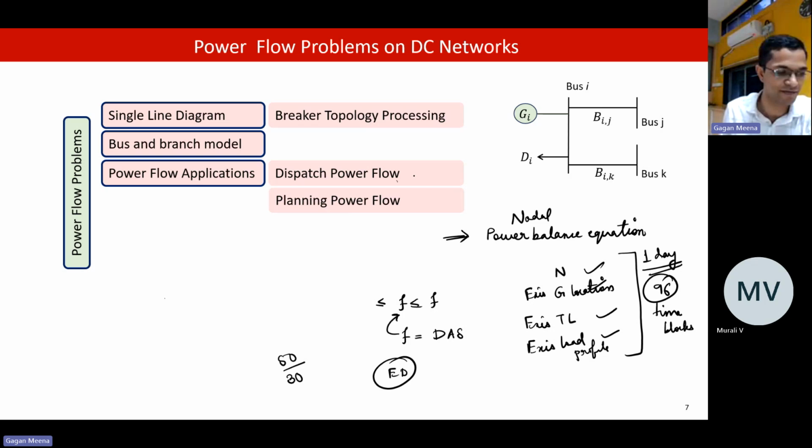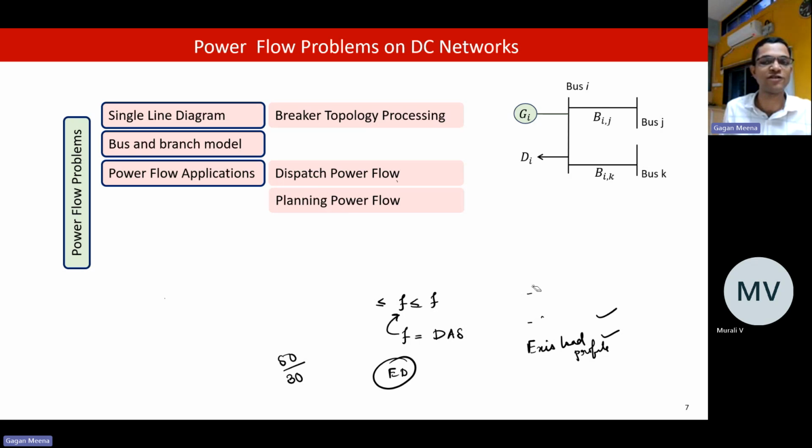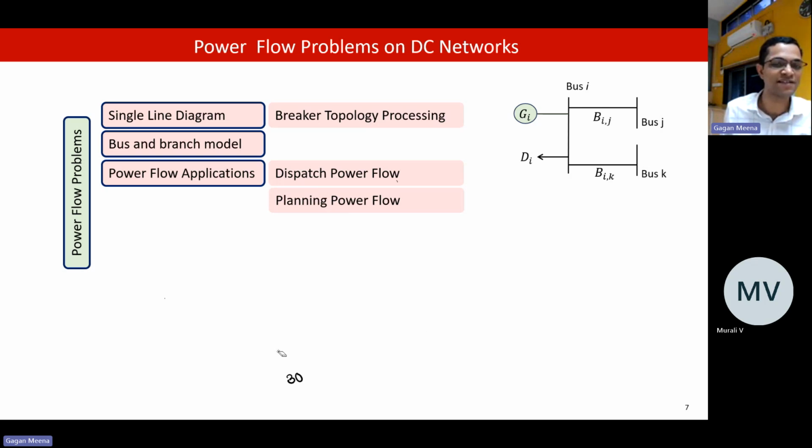Similarly, the dispatch power flow. In the planning problem, we want to know how many generators we need to install, where we need to install them, how many transmission lines are needed, and between which two buses. All these things we can know by doing this kind of study, and this is done frequently on a yearly basis. Then this dispatch power flow is also done on a daily basis.